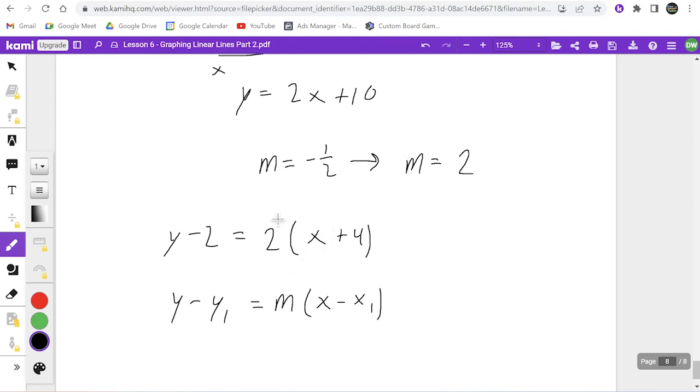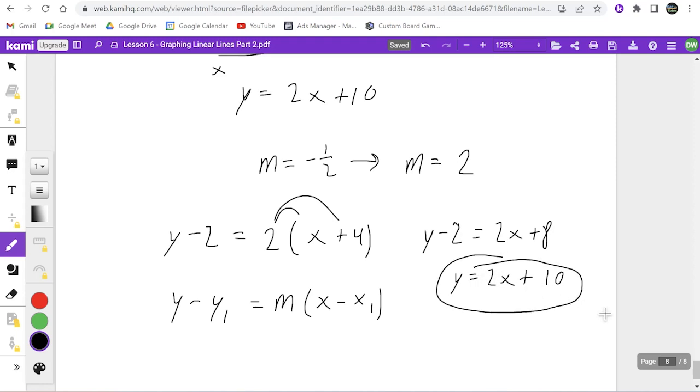And then I did y minus 2 equals 2x plus 8. Yep, you distributed the 2. Yeah, and then I brought down the 2 on both sides, so then 8 plus 2 is 10. So then y equals 2x plus 10. You got it. Perfect. Okay, any questions on that last one?